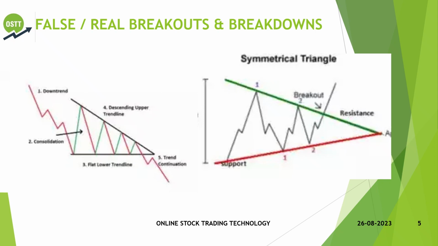See here, false and real breakouts have to be identified. This is if you take the support and resistance of a particular trend. This was in a downtrend here, and in a triangular fashion the trend is falling down. You can see it went up to this level, again came down, and again went up to this level, and again came down. So you should know whether it will stick to this support and resistance till here.